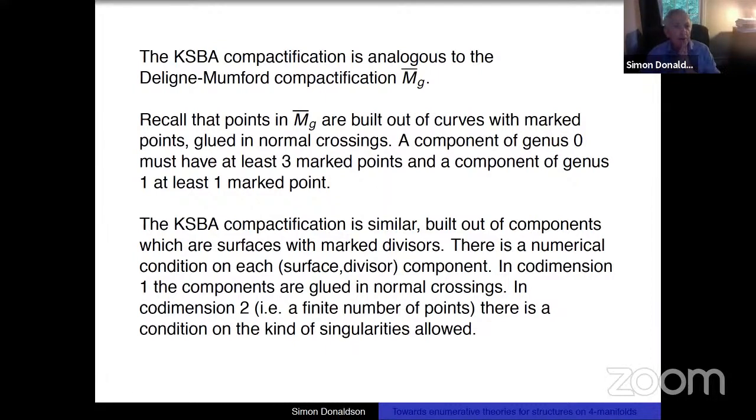The KSBA compactification is of a similar nature. You consider surfaces with components, so you take surfaces with divisors in them and glue these components together in what are called normal crossings. So in complex codimension 1, what you're doing looks exactly like what you were doing in M bar g. But the new feature is that in codimension 2, a finite number of points, you're allowed extra singularities, and then there's a technical condition, which I won't get into, about the kind of singularities which are allowed.